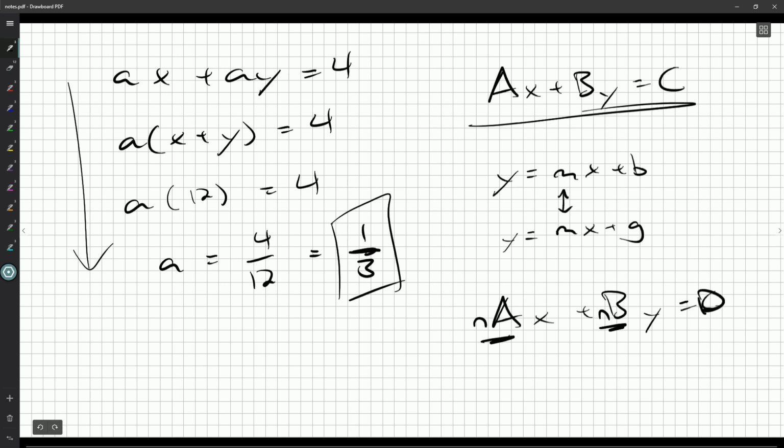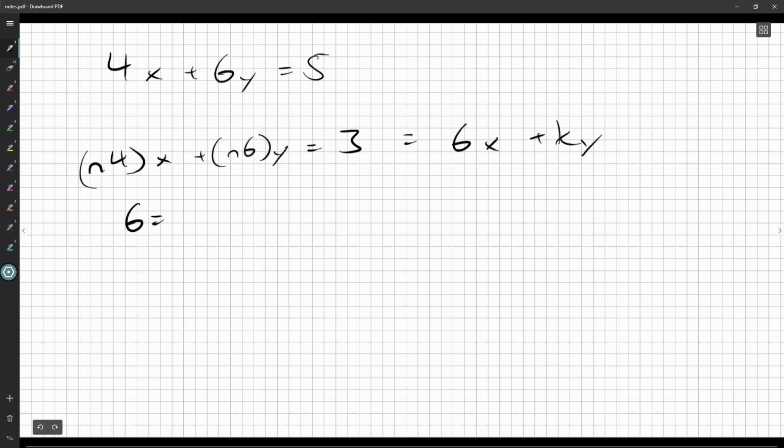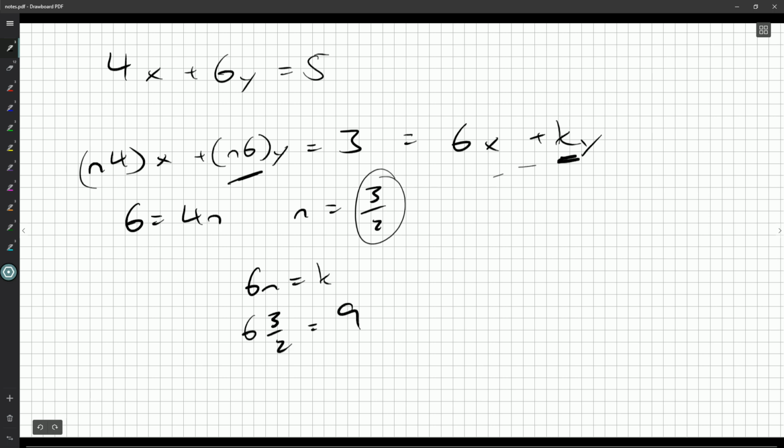So if you know that, and we know our one line looks like this, then our other line needs to look like, well, it's got to have a coefficient n times 4 and n times 6. And then I don't really care what the other thing was. I think it was a 3. But we know this equation has 6x plus ky. So 6 is 4 times n. N is 3 halves. And so now I can take that and say, oh, k is 6n. 6 times 3 halves, we'll get k is 9. And that's all we're looking for, is 9.